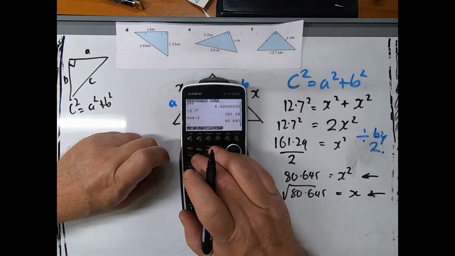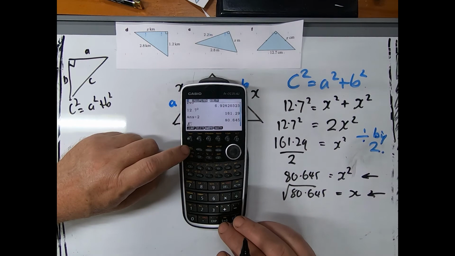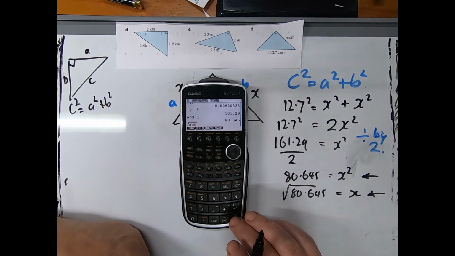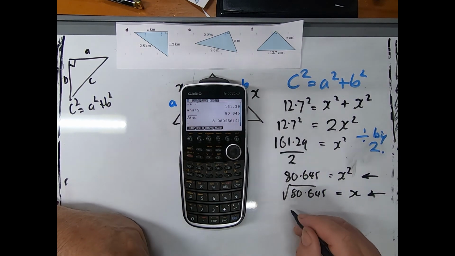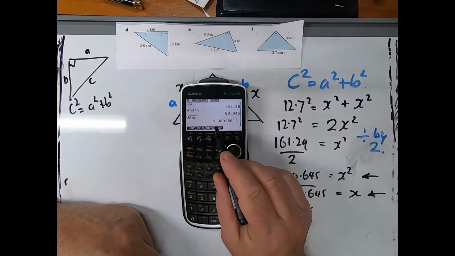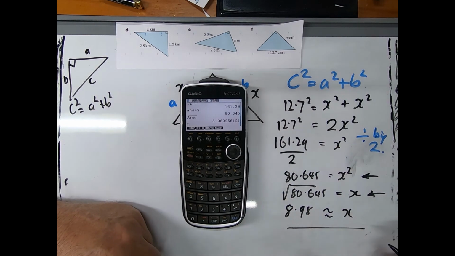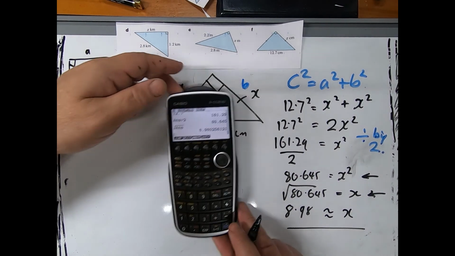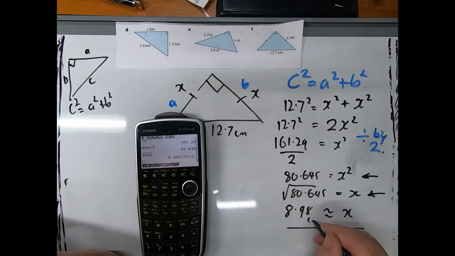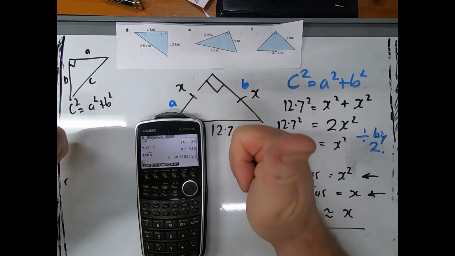To get the shortcut on the calculator, we use the answer from before. So this answer button here, shift answer, so I don't have to keep putting these numbers in. 8.98 to 3 significant figures. I'm just going to stop there. Units are centimetres. Boom.